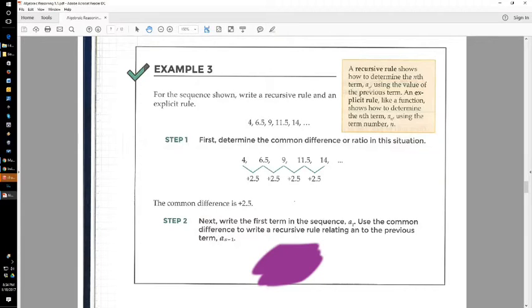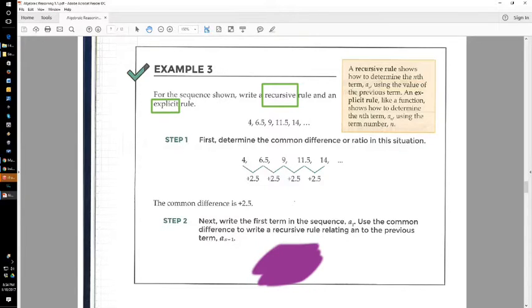Alright, this is again chapter 1, section 1, so 1.1, example 3. For the sequence shown, write a recursive rule and an explicit rule. So we're actually talking about two different rules. We've got recursive rules and explicit rules.